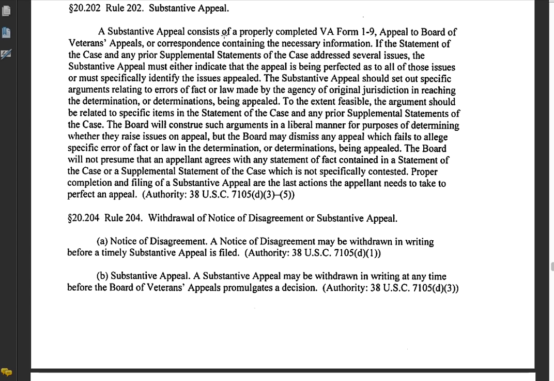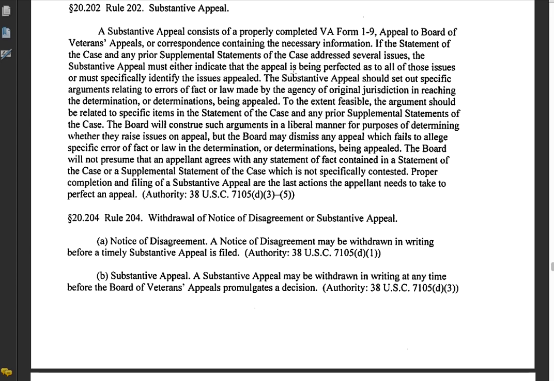A substantive appeal consists of a properly completed VA Form I-9. Now, they haven't used I-9 since probably the 1970s or 80s. It's now just called a VA Form 9. So this just goes to show you they haven't updated this code in their software program for at least 2 decades, which tells you something about how old that software is and also how much attention to detail they pay sometimes. But in any event, it does not need to be VA Form 9. It can be correspondence that contains the necessary information.